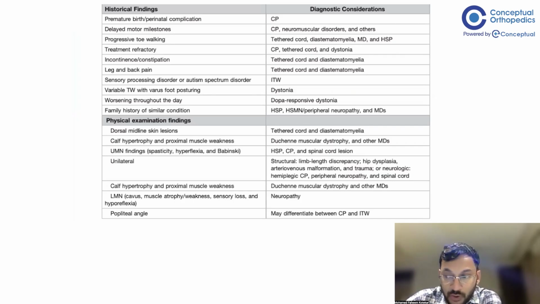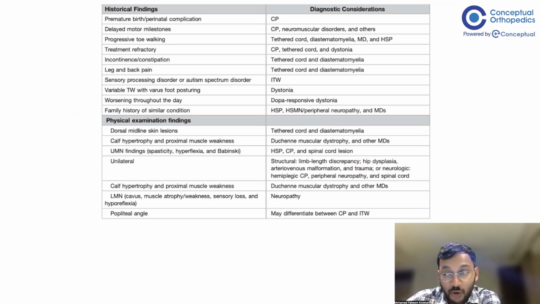The most common cause of toe walking in children, especially in our age right now, is cerebral palsy, where there is some sort of spastic insult to the brain. Okay, so some sort of insult to the brain leading to spastic diplegia or spastic hemiplegia. Okay, so if there is a history of premature birth, perinatal complication, prematurity, or there is a delayed motor milestones, refractory to treatment, then these are all pointing towards a cerebral palsy.